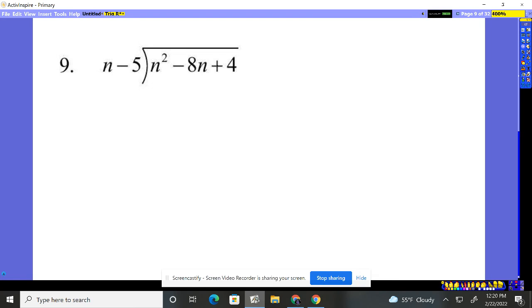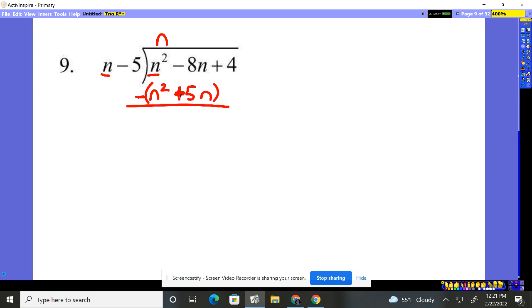Number 9 of division. N goes into n squared how many times? N times. Now I do the multiplication. N times n is n squared. N times a negative 5 is negative 5n. Now I must remember that I'm subtracting this whole thing. So this will be a minus 9n, and that'll end up being a plus 5n.